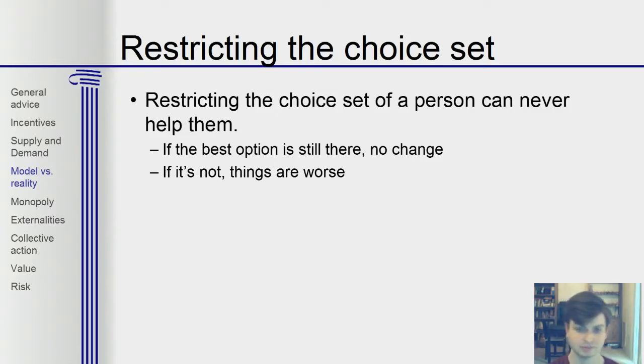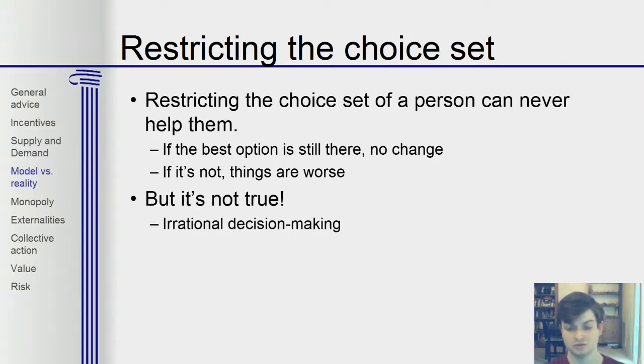They don't have this best option anymore, they pick the second best or third best option or whatever, and that's less good for them. So you can make a very tight, logical argument that says there is no way restricting the choice set of a person can help them, right? But it's not true. So, for example, people often make decisions irrationally. They might not be choosing the best option. If you take away an option that they are likely to choose even though it's not their best, you might be making them better off.